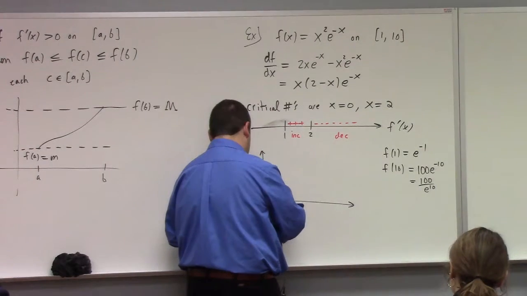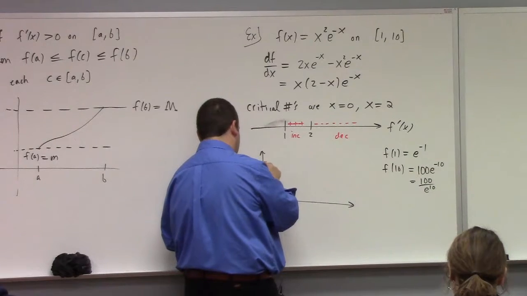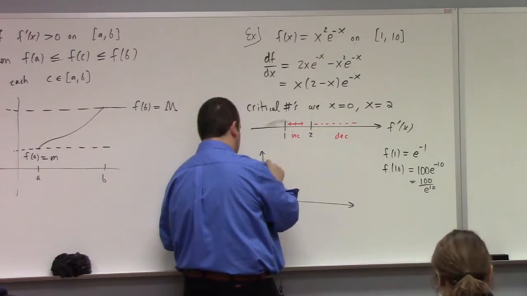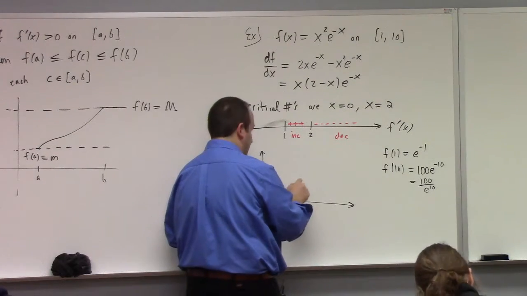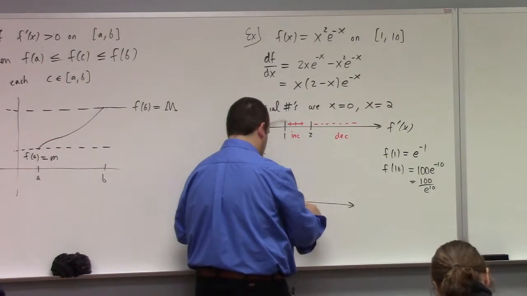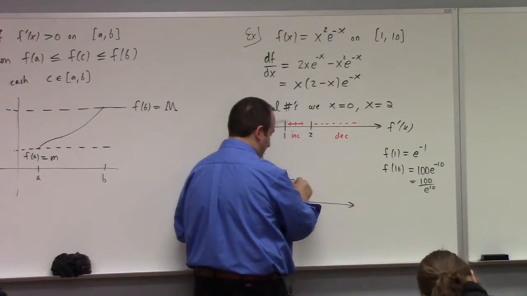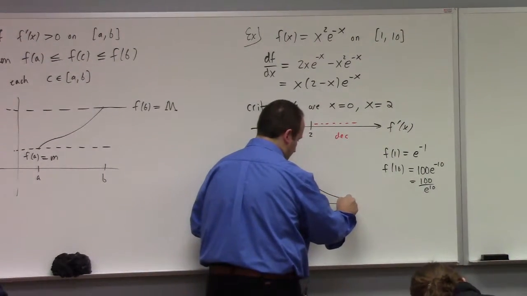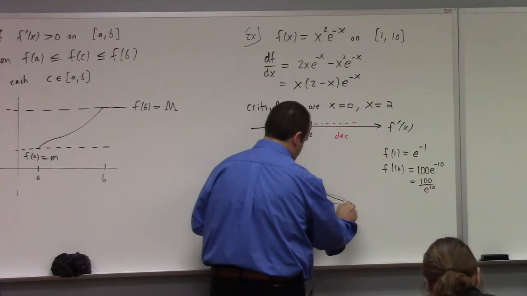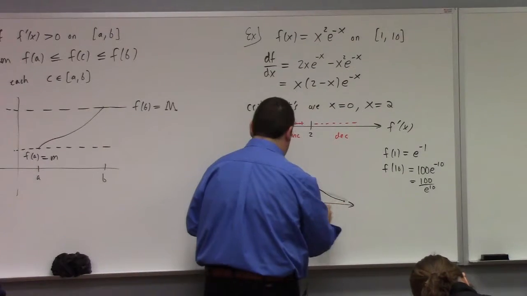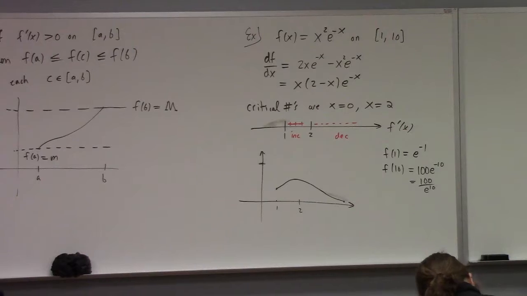1 over e is about, so I don't want to make this to scale. I'm going to make this, well, fine. Whatever. Anyway, so we're like this. We get to 2. That's a local maximum. And then we're something like, this is not a good picture yet. This doesn't quite do it justice. But it's something like that. There's a local maximum at 2.